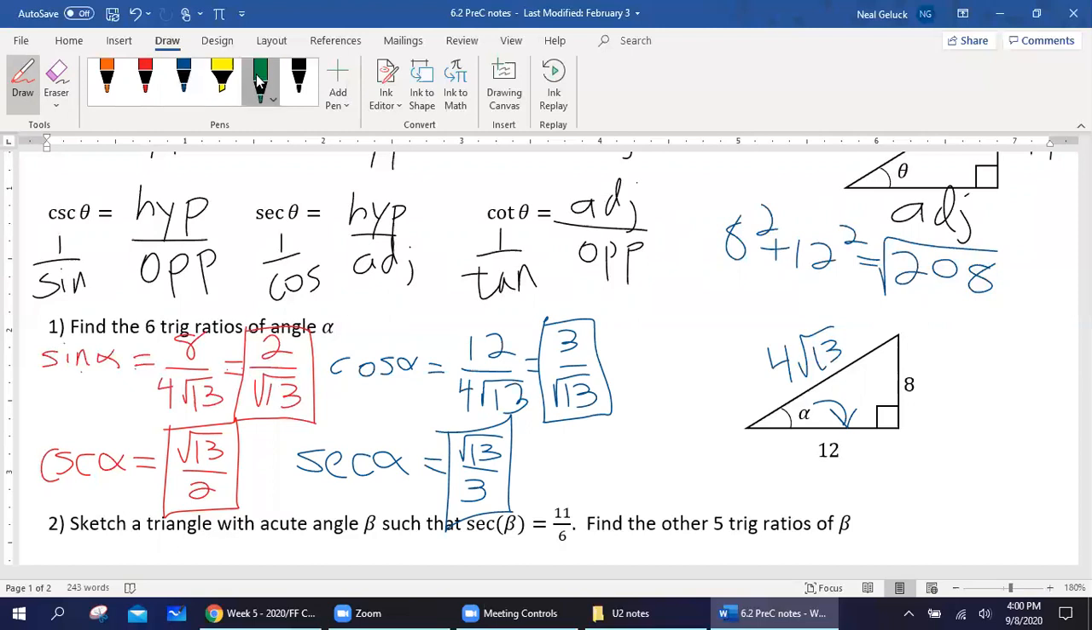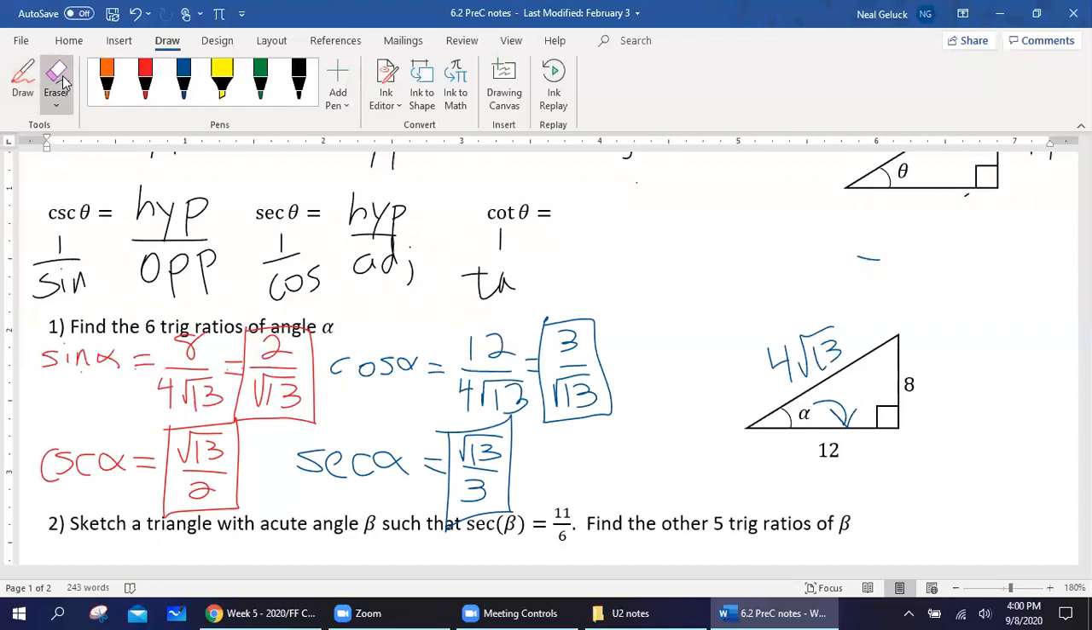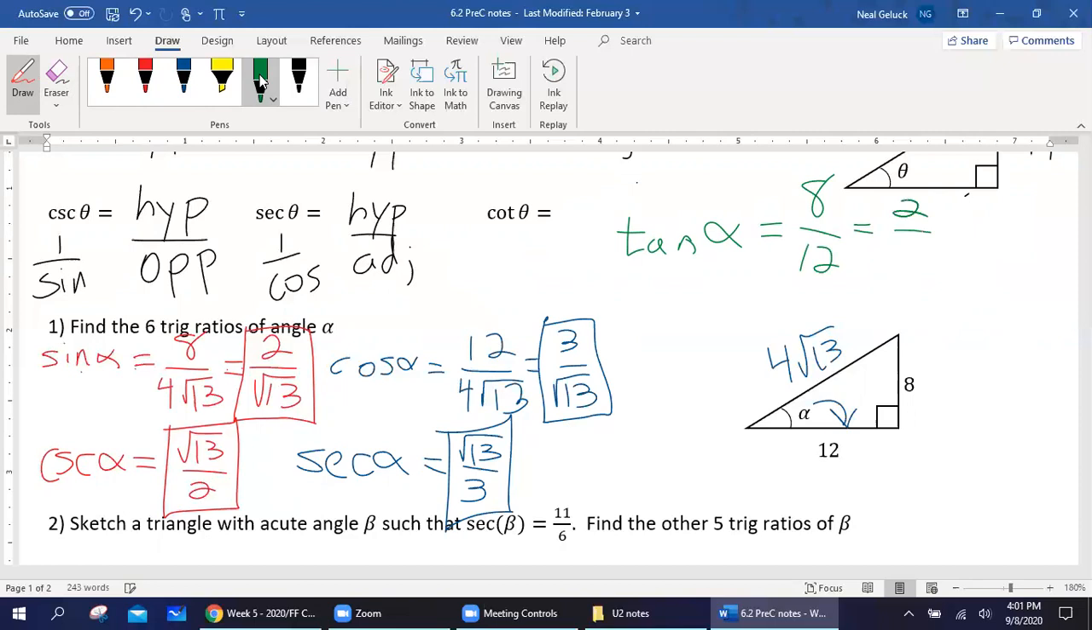And the last ones, tangent, and I'm running out of room, so I'm going to go ahead and do it somewhere up here. Tangent of alpha, tangent is opposite over adjacent. So again, it all starts from the angle alpha. The opposite is 8. The adjacent is 12. That can reduce down to 2/3. And therefore, the cotangent of alpha is 3/2. So just practice remembering what the trig functions actually mean.